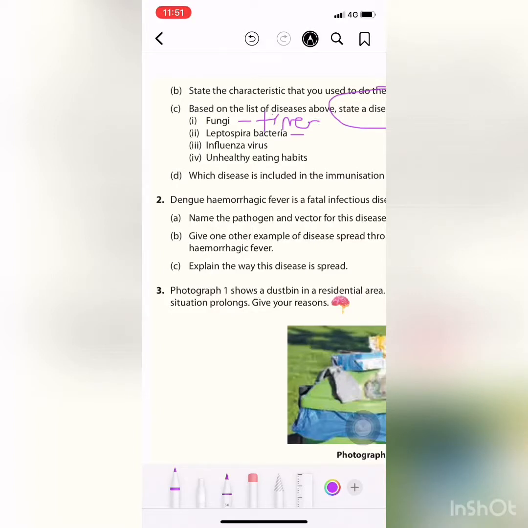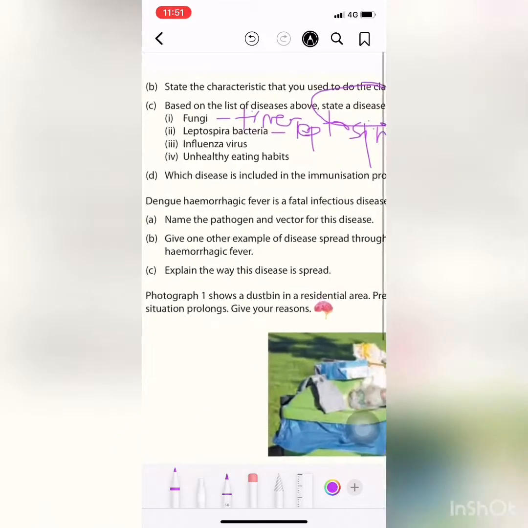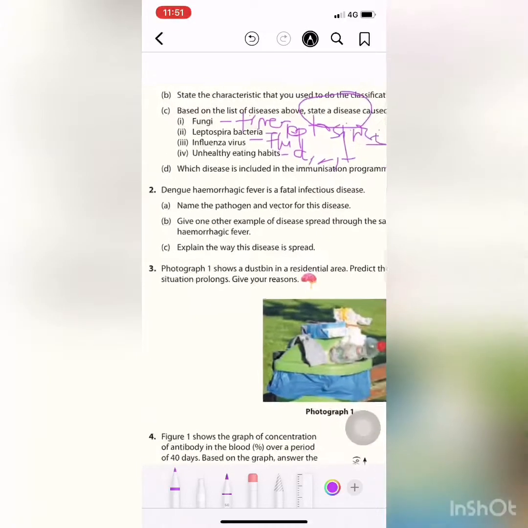Leptospira bacteria is the name of the bacteria. The name of the disease is leptospirosis. It's not the same, guys. Okay, leptospirosis and leptospira. Okay, it's different. Influenza virus is flu. Okay, it causes flu. Unhealthy eating habit, you can write diabetes, you can write hypertension, you can write heart attack. So there's 3 diseases there.